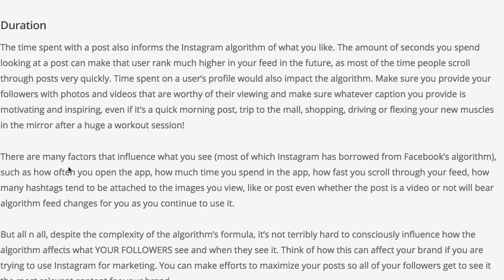And so the time you spend on a user's profile would also impact the algorithm. So make sure you provide your followers with photos and videos that are worthy of their viewing. And not just viewing and liking, but that they want to stop and look. Maybe they want to screenshot. Maybe they want to share it. This is all the stuff that you have to think about before you share a photo or a video on your account. And it might seem tedious, and you might find it a little difficult at first.